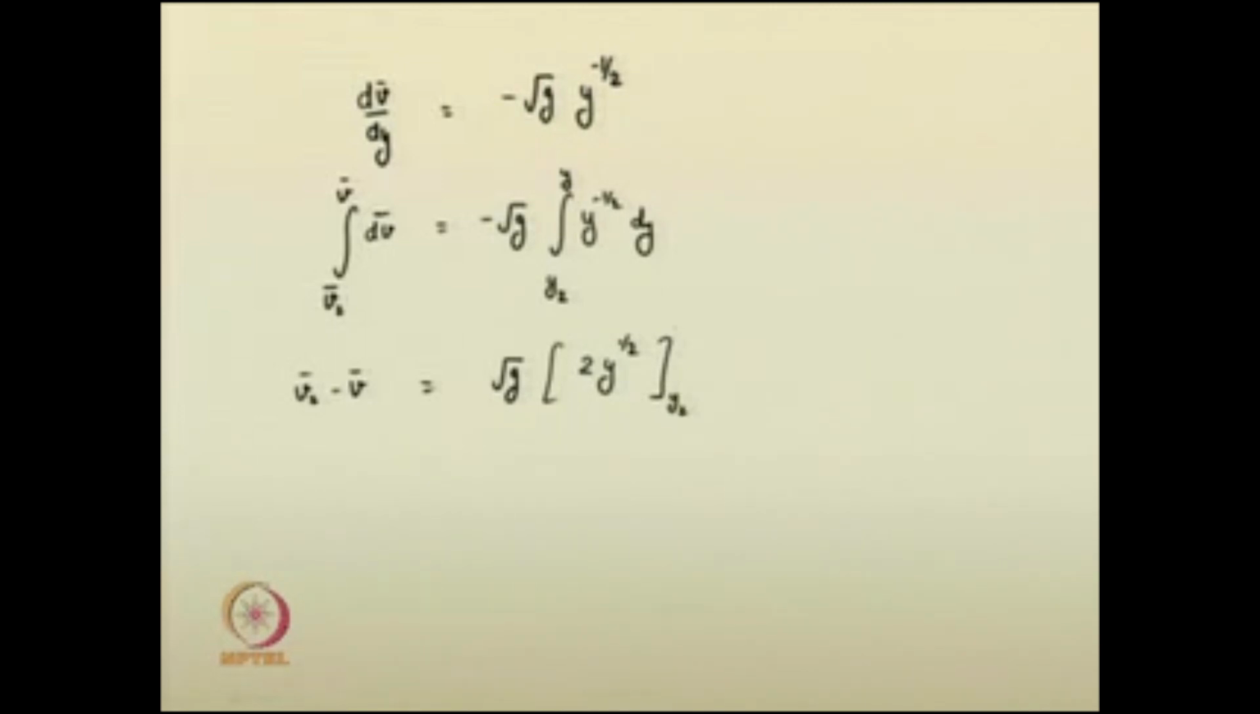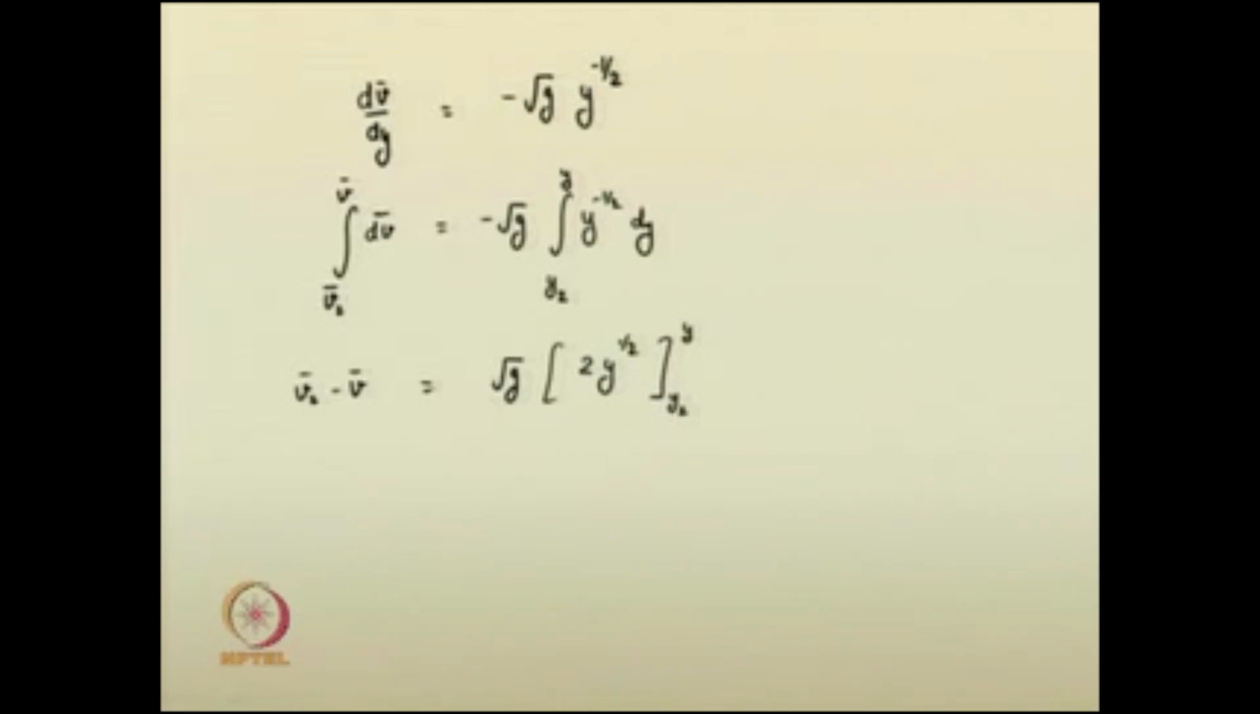dV bar is nothing but equal to root g integral y2 to y, y to the power of minus half dy. So, this integral is nothing but V2 minus V bar, equal to root g times 2 y to the power of half within the limits y2 to y.